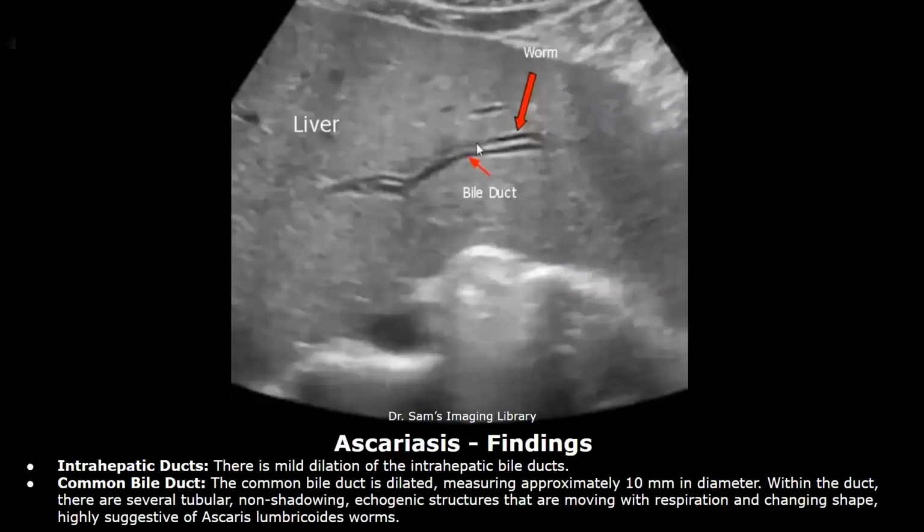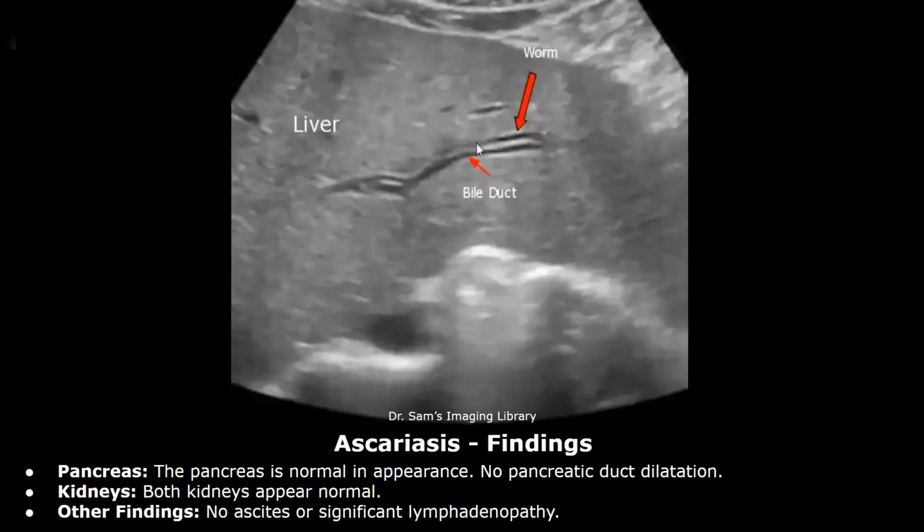The common bile duct is dilated, measuring approximately 10 mm in diameter. Within the duct, there are several tubular, non-shadowing echogenic structures that are moving with respiration and changing shape, highly suggestive of Ascaris lumbricoides worms. The pancreas, kidneys, and other organs are normal.